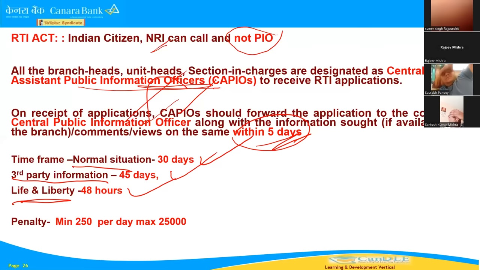Normal situation, 30 days. Generally 30 days. Third party means 45 days. Life and liberty is 48 hours. Two days.